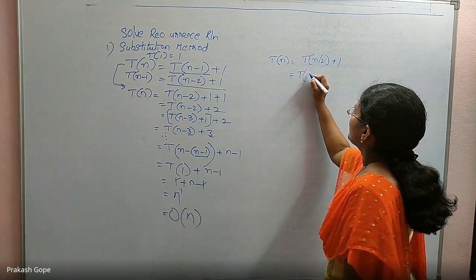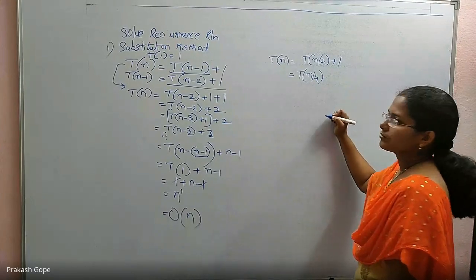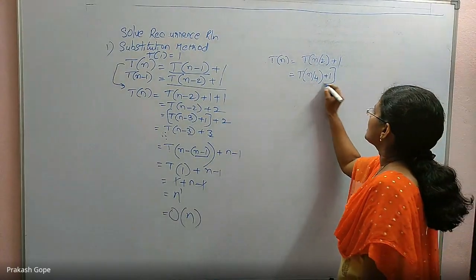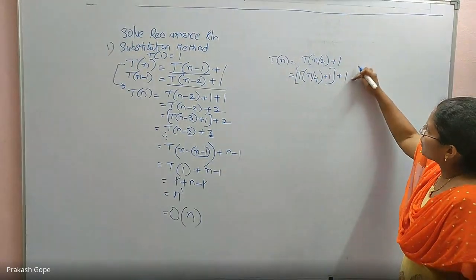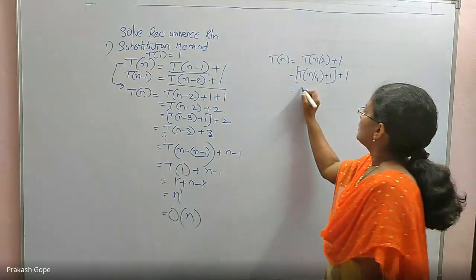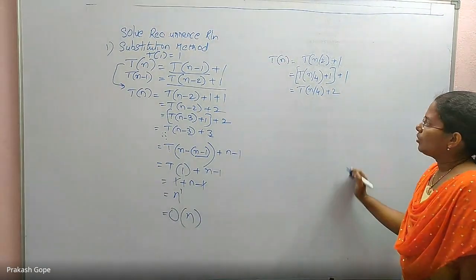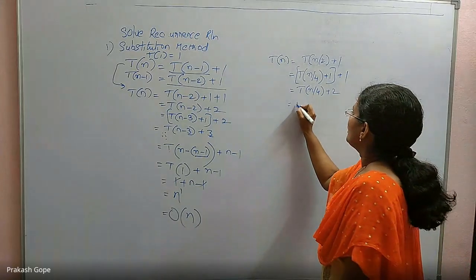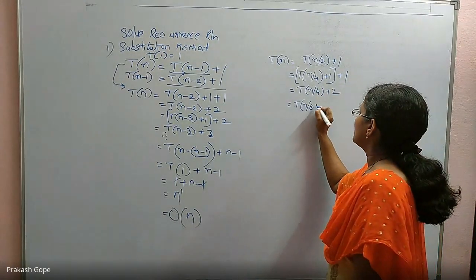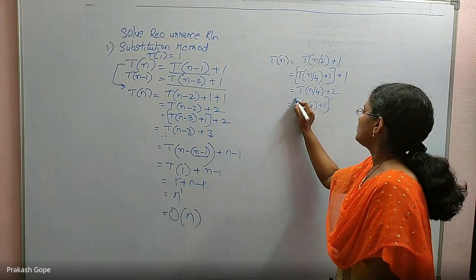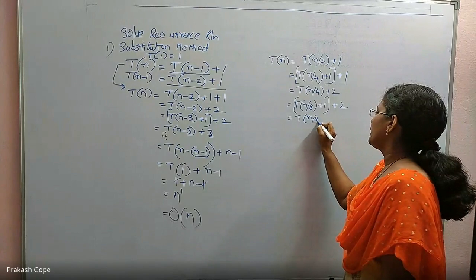It is T of n by 2 by 2, which means n by 4, plus 1. This is the substitution for T of n by 2. I kept this one as it is. Now simplify: T of n by 4 plus 2. In place of n by 4, T of n by 4 by 2, which is n by 8, plus 1. This is the substitution. Simplify: T of n by 8 plus 3.